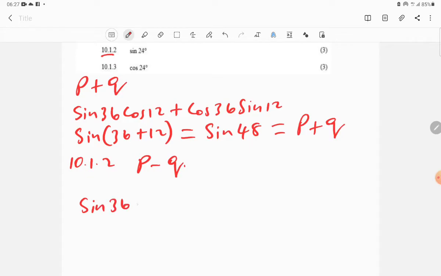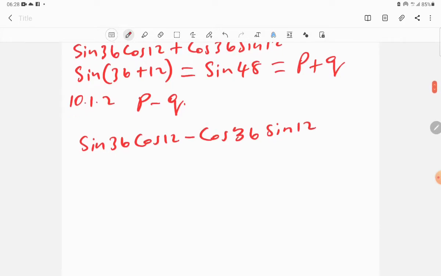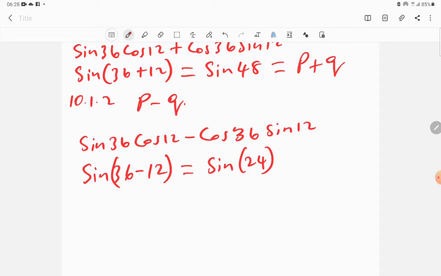So on that note, you will be having sine 36 cos 12, then minus your Q. Your Q is cos 36 sine 12. So if this is the case, the idea is to know that this is the compound angle of sine again, but if you have a negative there, you'll be having a negative there as well. So this takes you to knowing that this is just sine 24. So really we did obtain that when we subtract Q from P. So in terms of P and Q, sine 24 is equal to P minus Q.